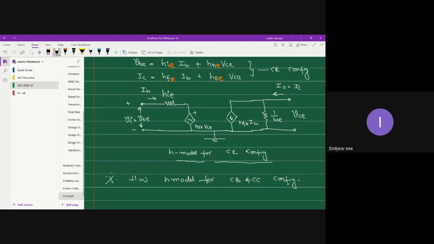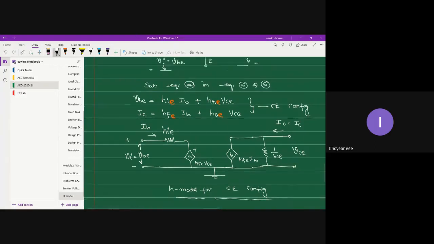Did you understand the CE configuration model? Yes, sir. On the same note, you can do it. Just identify the input voltages and the currents. That's all.